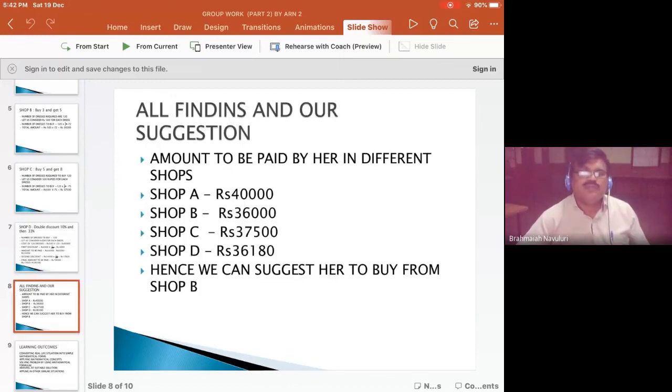And next, the amounts to be paid by her in different shops. If she goes for shop A, she has to pay 40,000, like this. So hence we can suggest she buy from shop B.